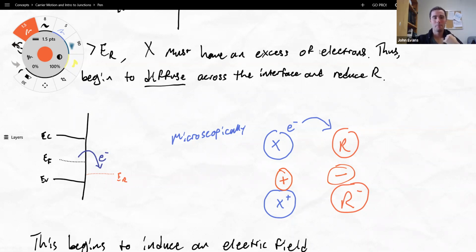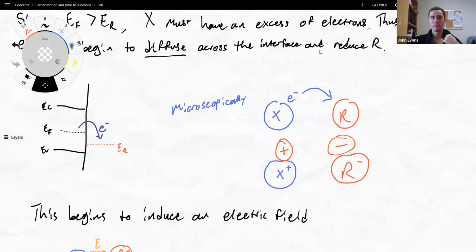Now, because R is functionally infinite in concentration, we're going to assume that reducing it doesn't actually change its potential very much. We're just going to say there's so much R that we can reduce it forever and never change the fact that there's going to be a state there. And we're also going to assume that the reduced form of R is completely non-reactive and it just goes away.